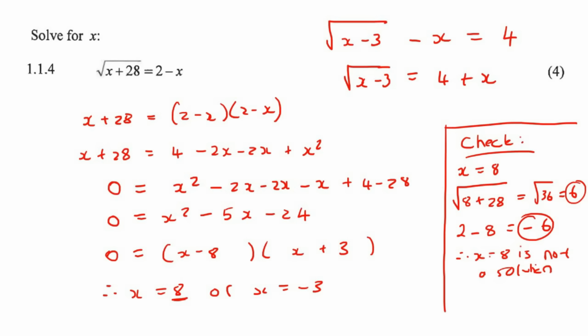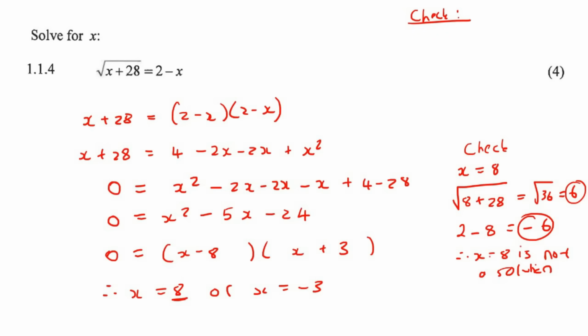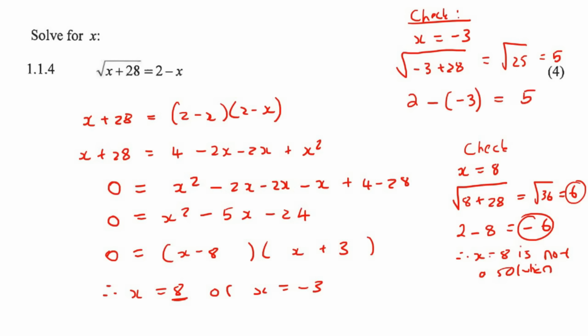Okay, then we need to do a check with the other one. So with this one, we're going to do a check with x equals minus 3. So you're going to plug it in on the left hand side first, and that's going to give you the square root of 25, which is 5. Now we need to plug it in on the other side, which is 2 minus, then in brackets you put the minus 3, and that also gives you 5. So that one is perfect.